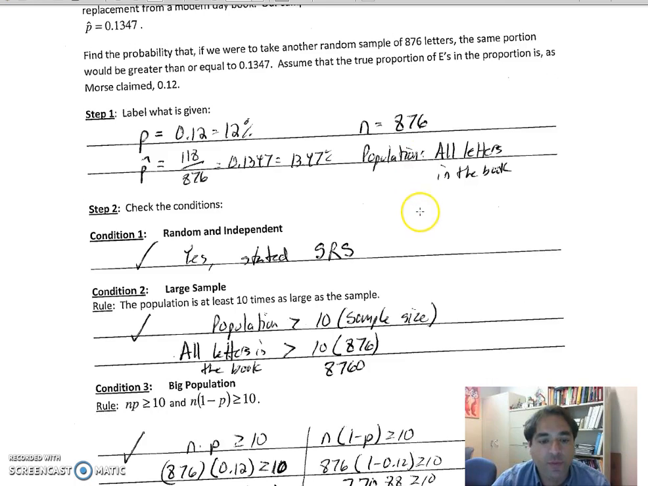So, like we've done before, p is 12%. p hat, 118 divided by 876, gives us that 13.47%. We're doing a sample of 876, and our population is all letters in the book. Again, it's supposed to be 12%. What's the chance that it's greater than 13? So this is not going to be as likely. It's close, but it's 13 or greater, so it doesn't include the 12, so the chance of this happening is not going to be as high, like in the last example of 98%.